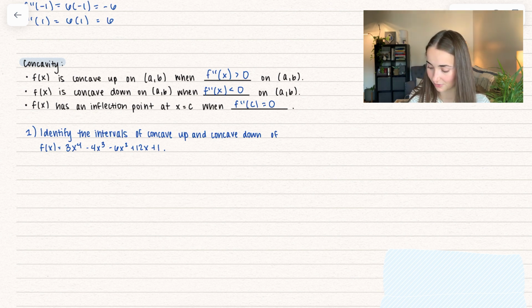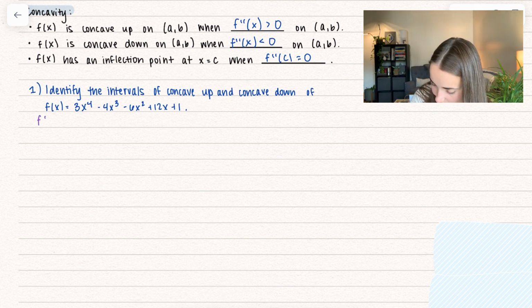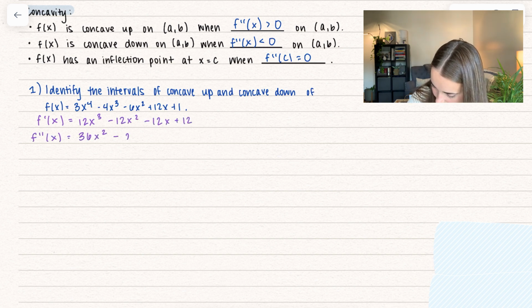We're going to identify the intervals of concavity up and down of this entire function. So first, we need to find the second derivative. So let's go ahead and do that. We have to do the first derivative. Let's go ahead and try to simplify this a little bit. We can pull out a 12, right? And we're left with 3x squared minus 2x minus 1.